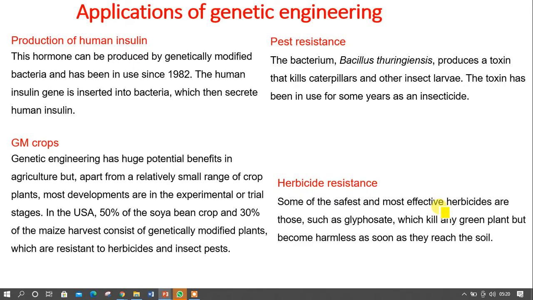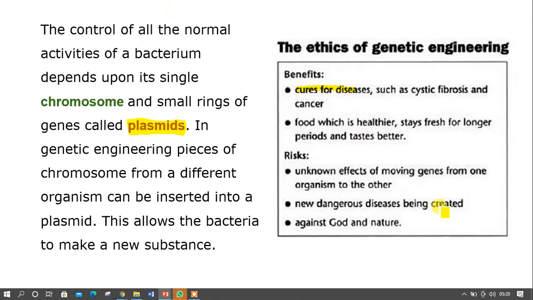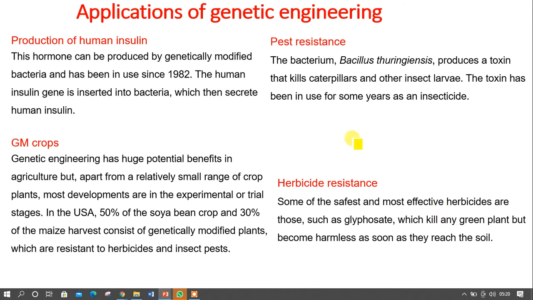So, what are the applications of genetic engineering? It's more like what I've explained earlier. This example is similar: the production of human insulin. This hormone can be produced by genetically modified bacteria and has been used since 1982. The human insulin gene is inserted into bacteria, which then secrete human insulin. We'll look at how that process takes place because it usually comes out as a 6-mark question.